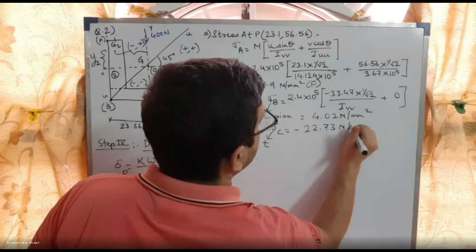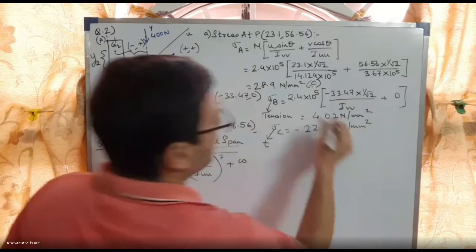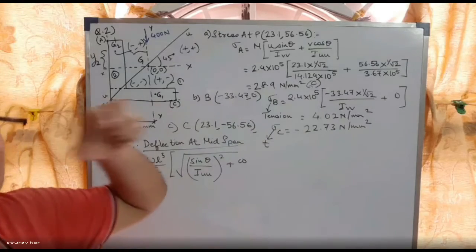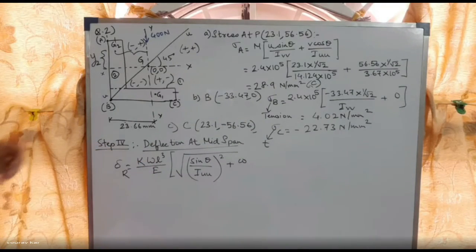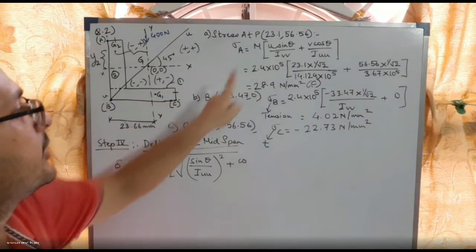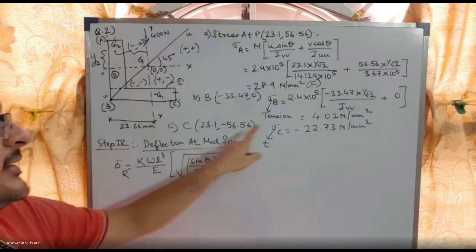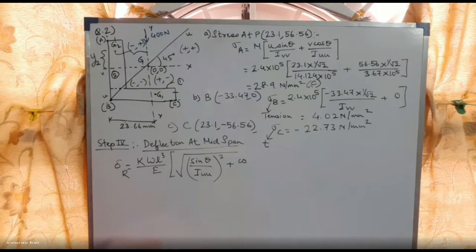How much stress at C is coming? Same, minus same as A: 22.73. So those who are getting different answers, please cross check at home. That is not a big issue. The main thing is that we have to put the coordinates properly with the sign, and you get the answer.